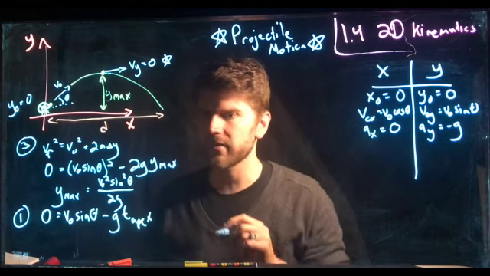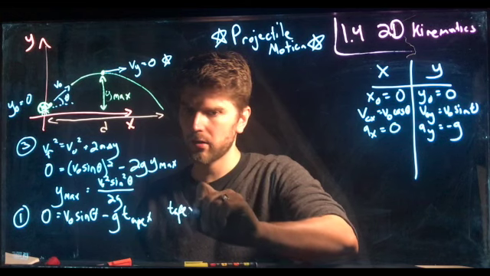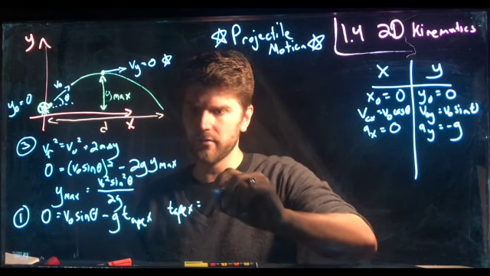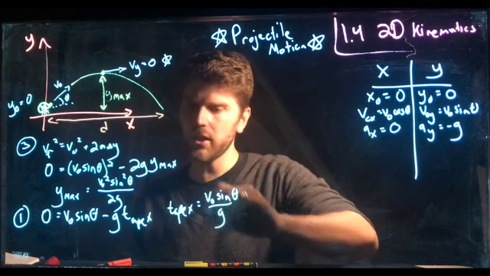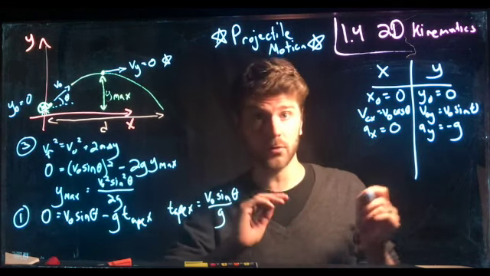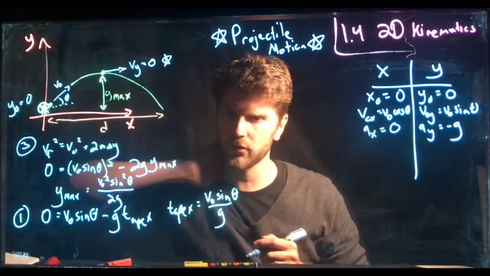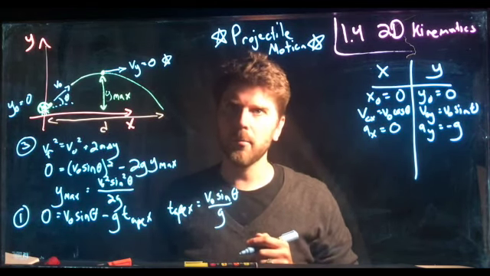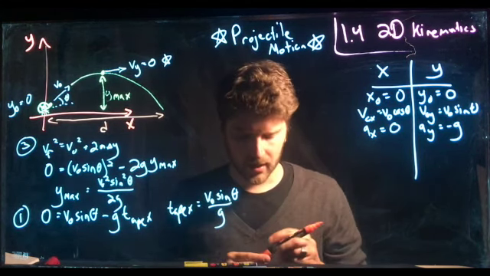And I could use this to find that the time to the apex is going to be v0 sine theta divided by g. And then I could plug that into equation 2, and lo and behold, I would get the exact same thing, v0 squared sine squared theta over 2g. All right. What if we then want to find our total distance in x?